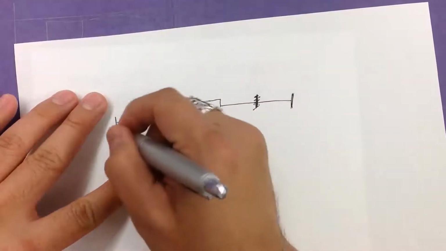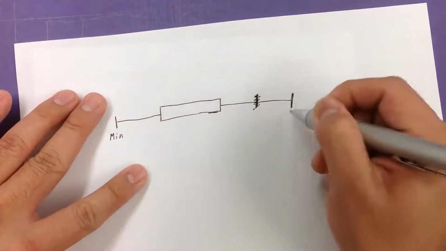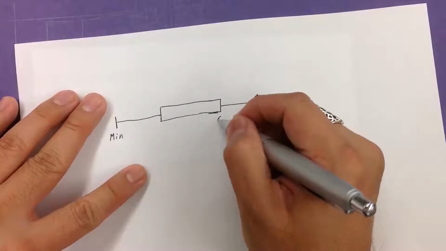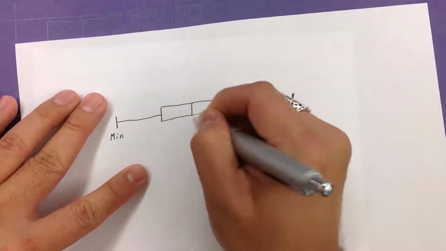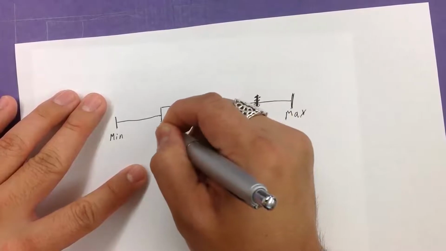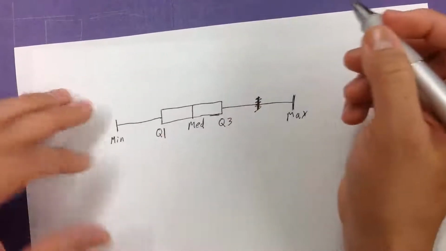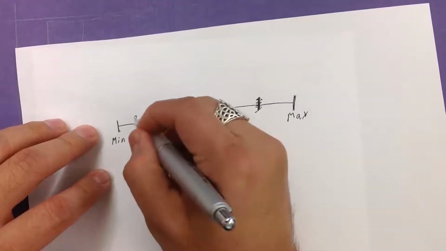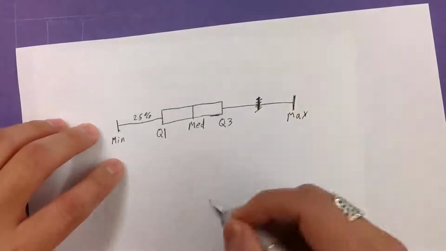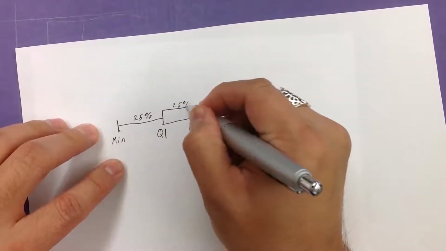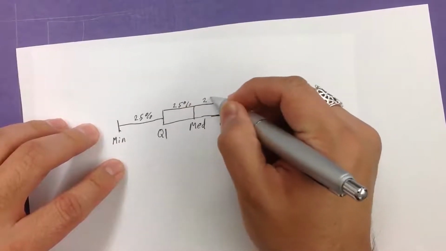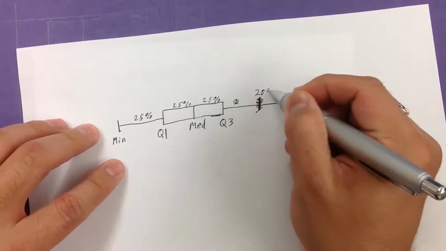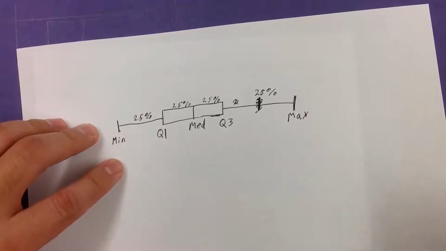Alright, so this is where our minimum is. This is where our maximum is. This right here is quantile 3. This is the median. And this is quantile 1. Interesting things about this: from the minimum to quantile 1 is 25% of your data. This one is also 25% of your data, from quantile 1 to the median. This is also 25% of your data. Finally, from here to here is 25% of your data. And that's how this works.